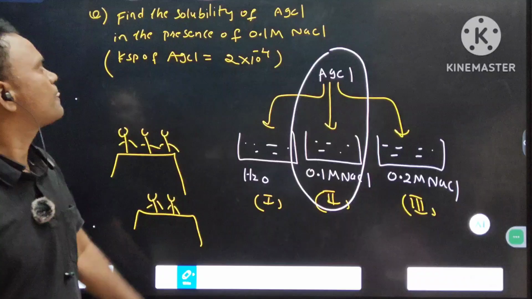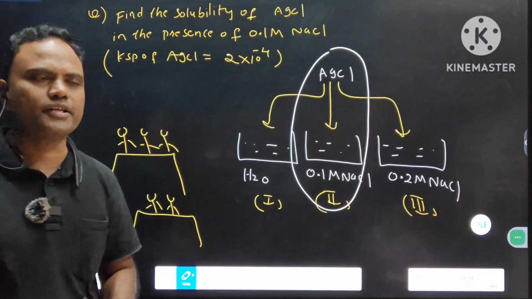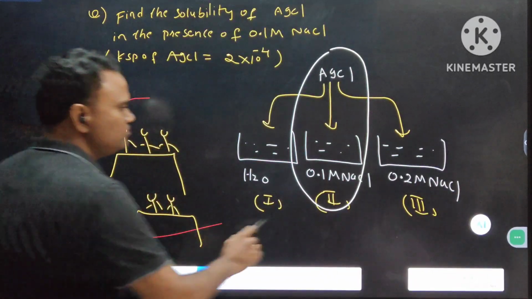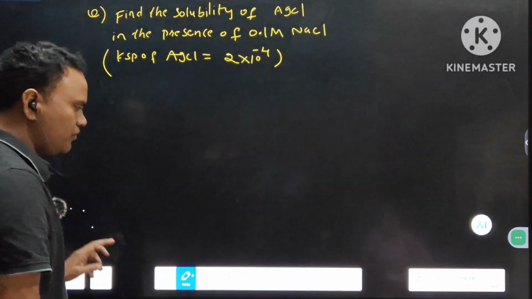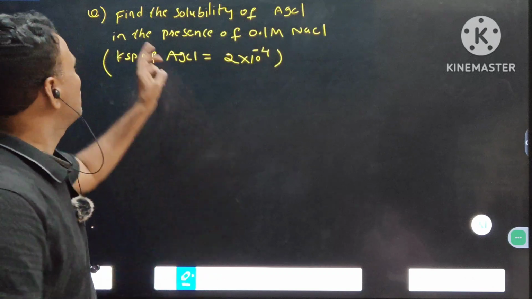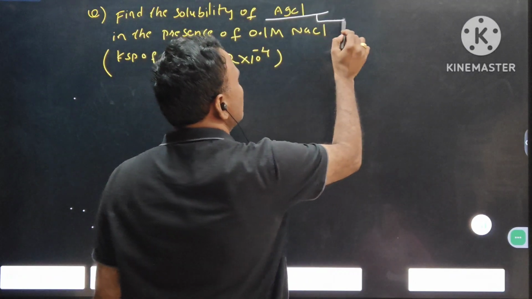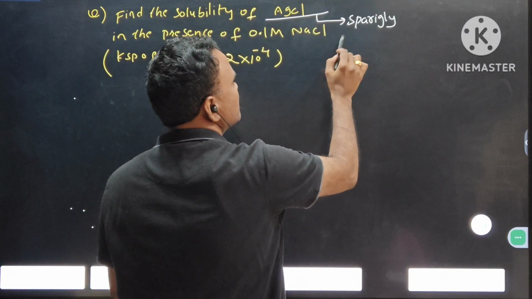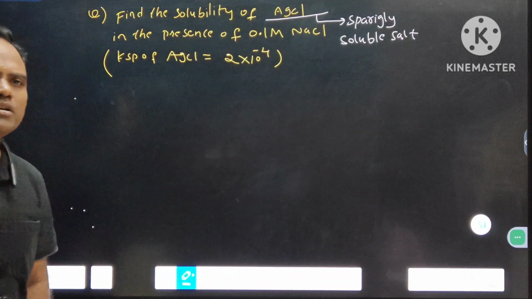See the procedure. Clear? First of all, you have to identify the weak electrolyte and strong electrolyte in the given data. How to find them? Look at this, all of you. First of all, tell me what is the question? Find the solubility. Whose solubility are you going to calculate? AgCl. Consider that as a sparingly soluble salt or weak electrolyte. Got it?